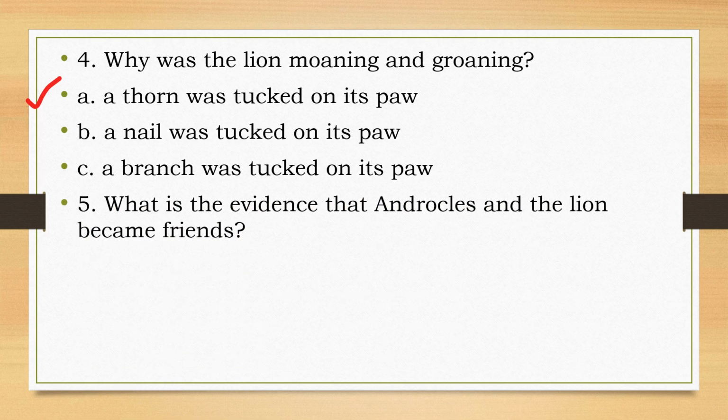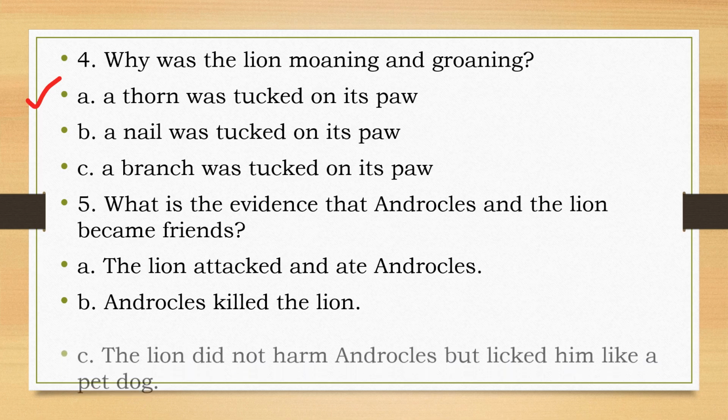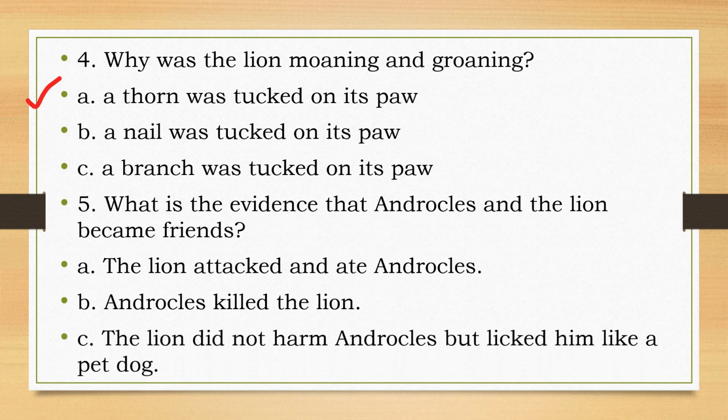Let's continue answering question number 5. What is the evidence that Androcles and the lion become friends? A. The lion attacked and ate Androcles. B. Androcles killed the lion. C. The lion did not harm Androcles but licked him like a pet dog. And the correct answer is letter C.